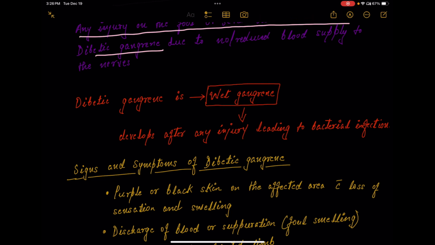So now the diabetic gangrene. Diabetic gangrene is a wet kind of gangrene. Gangrene is mainly of three types. One is wet gangrene. Wet gangrene develops when there is a combination of bacterial infection and injury. Then it leads to wet gangrene. And the second type is dry gangrene.